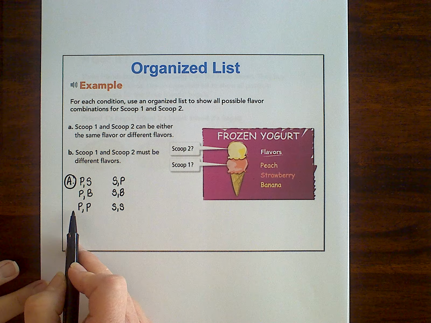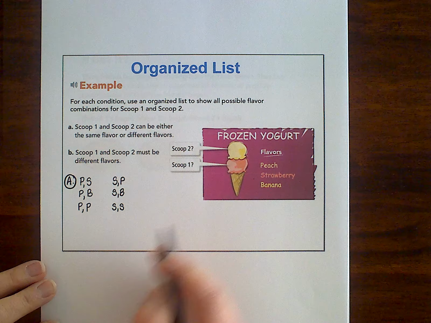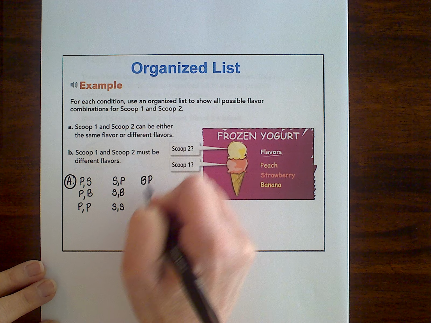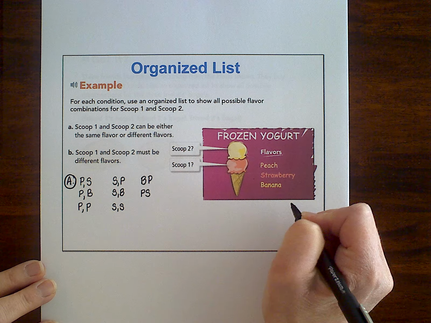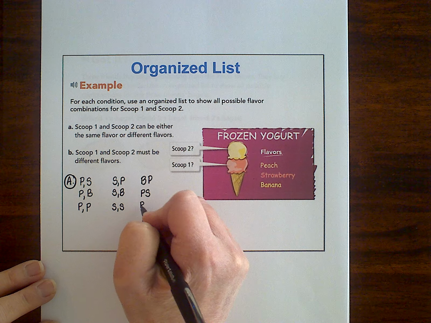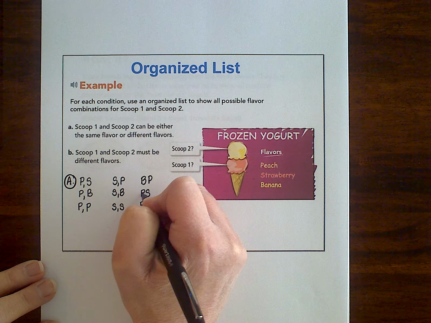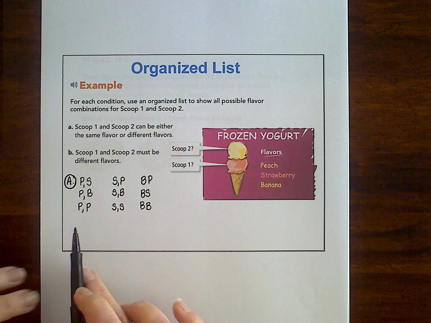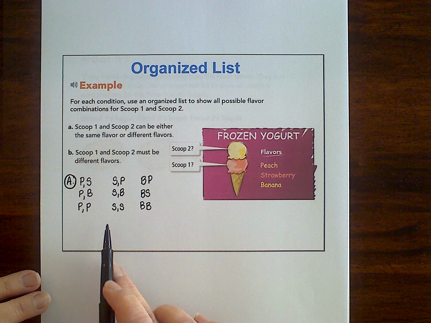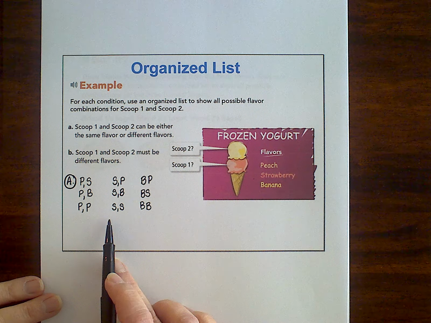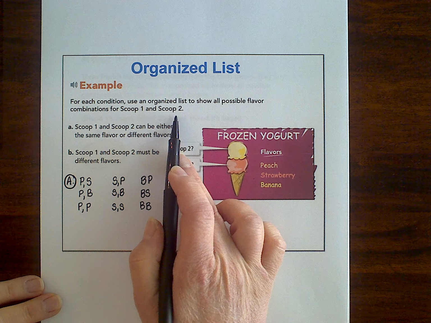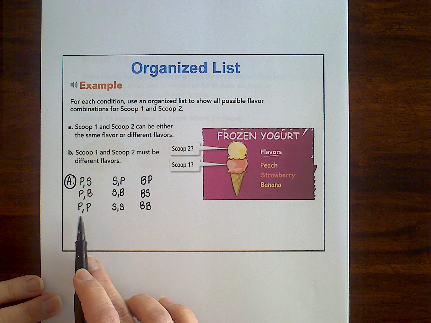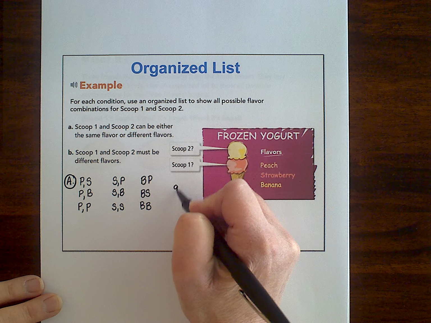So I started with peach, I started with strawberry. Well, maybe I want banana to be at the base of my ice cream cone. So I can have banana peach, I can have banana strawberry, and then I can have banana banana. And I need to go back here and put another B in there for banana. So question A wants us to list our organized list to show all the possible flavor combinations for scoop 1 and 2. And so when we have either the same or different flavors, you'll see we have a total of 9 outcomes.